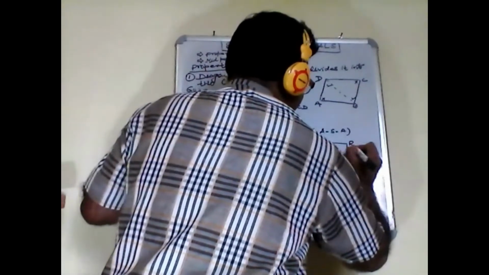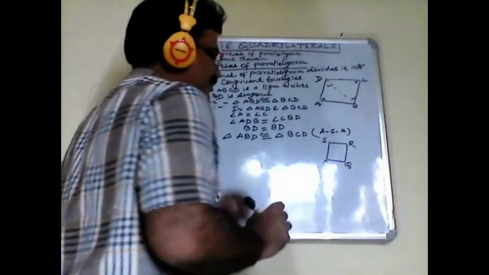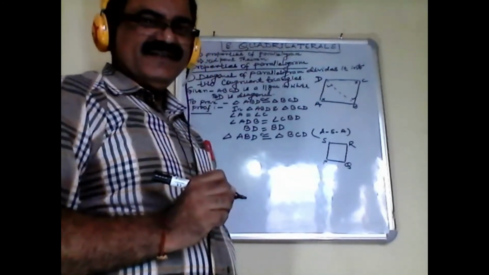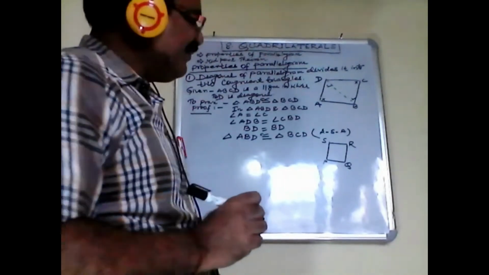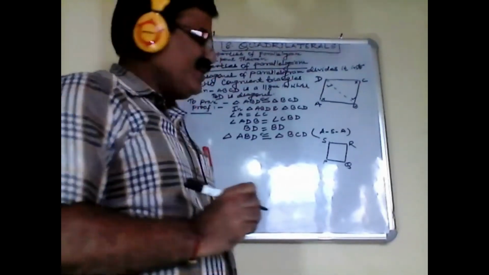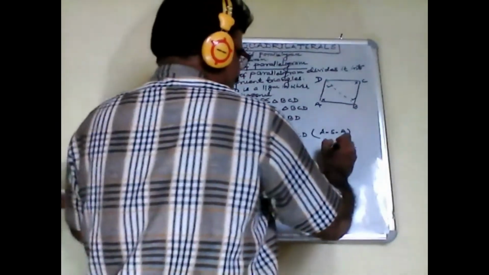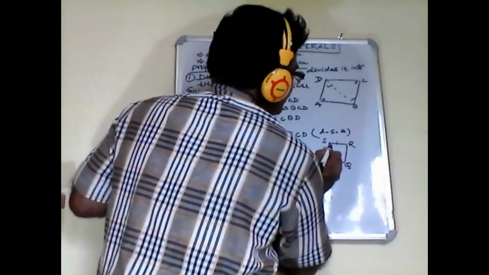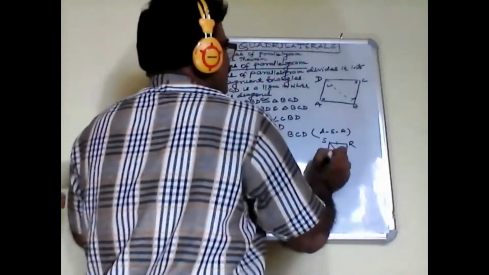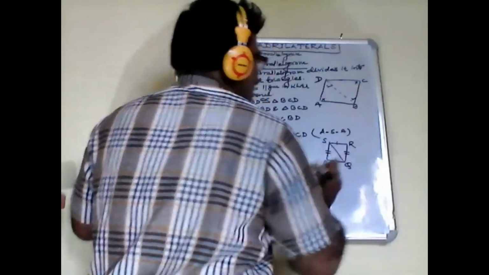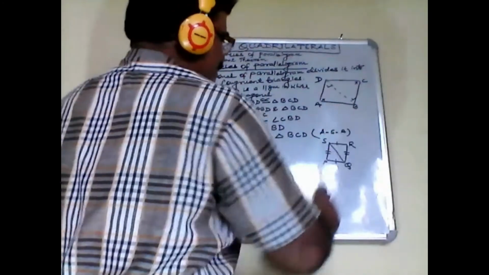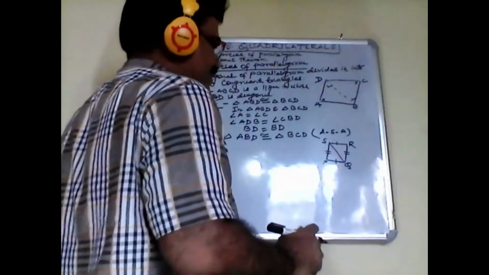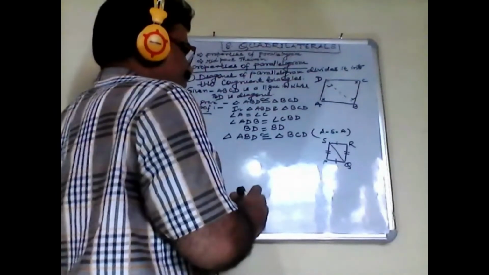PQRS. Suppose you have to prove that in a parallelogram opposite sides are equal. What can you write? Opposite sides, suppose this side, I want to prove any two opposite sides may be equal to each other, either this one or this one. You can prove that PQ is equal to SR and PS is equal to QR. These are the two facts. So what will you do for this one?